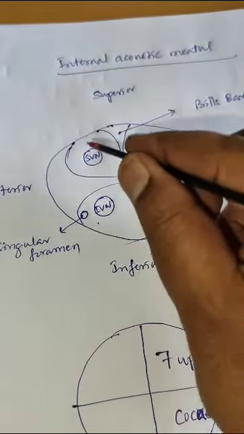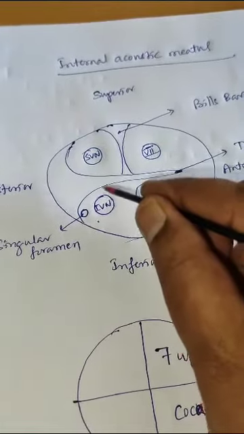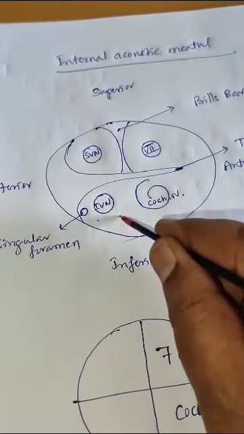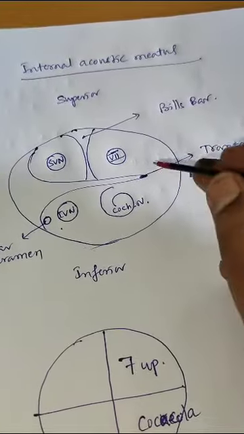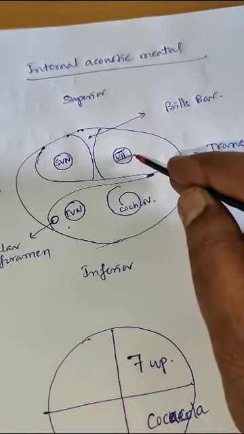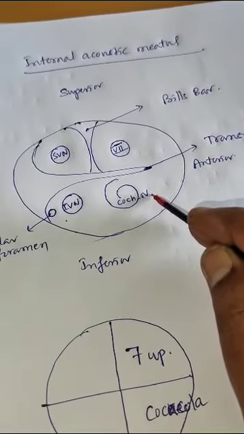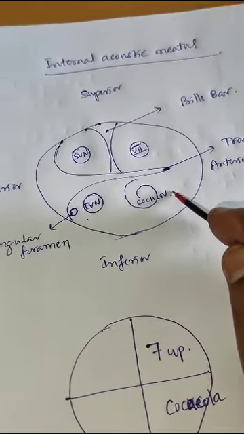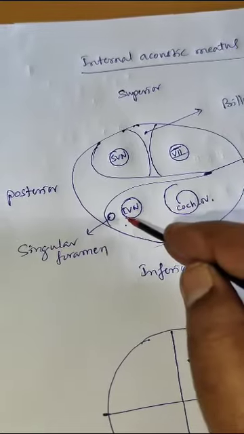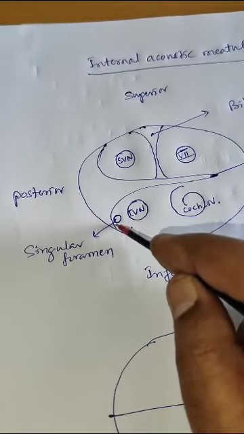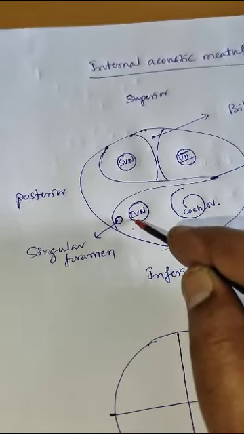So the vestibular nerve is divided into superior and inferior. Superior goes to the superior compartment, inferior to the inferior. And the 7th cranial nerve is in the anterior part of the superior compartment. The 8th cranial nerve is in the lower compartment, anterior part. In the posterior part, along with the inferior vestibular nerve, there is a singular foramen transmitting the singular nerve.